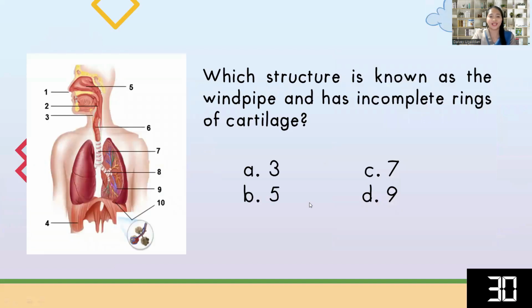Use the diagram on the left side to answer question number 17. Which structure is known as the windpipe and has incomplete rings of cartilage? Is it A3? Is it B5? Is it C7 or D9? Please key in your answer in the comment section.